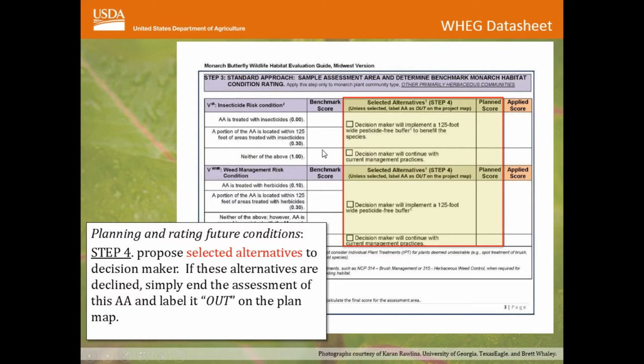Okay. Under the insecticide risk condition, you would document what you had. In this case, if it's treated with insecticides, your benchmark would be a 0. And then the decision maker would have to agree to do a 125-foot pesticide-free buffer. Otherwise, we would basically consider it as out. So the buffer is important.